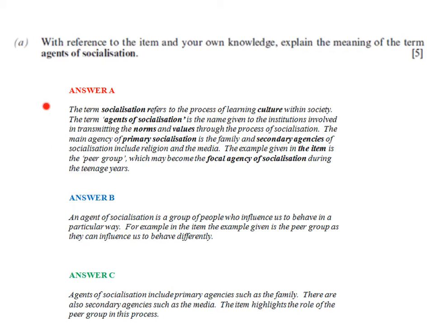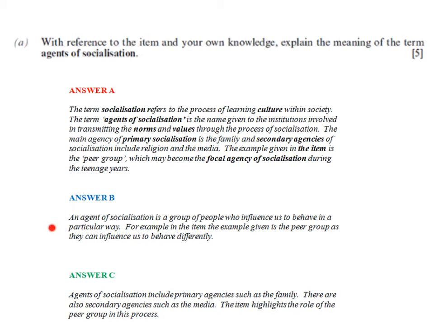Answer A is very good and would probably get 5 marks out of 5. Remember what I said earlier about some terms having 2 parts to them? So agents of socialization, what this candidate does is initially explain what we mean by socialization, and then they specifically look at what we mean by agents. They connect the idea of agents of socialization to other concepts, and they make use of the item. 5 marks out of 5, very good.